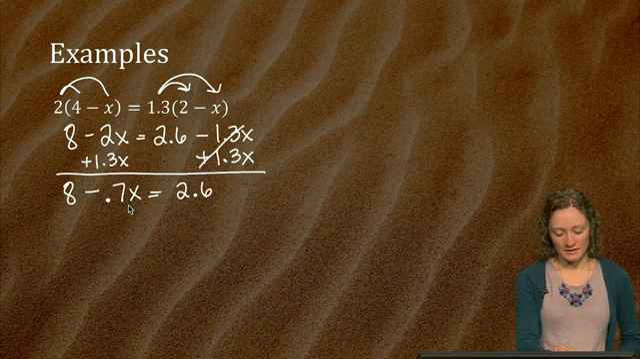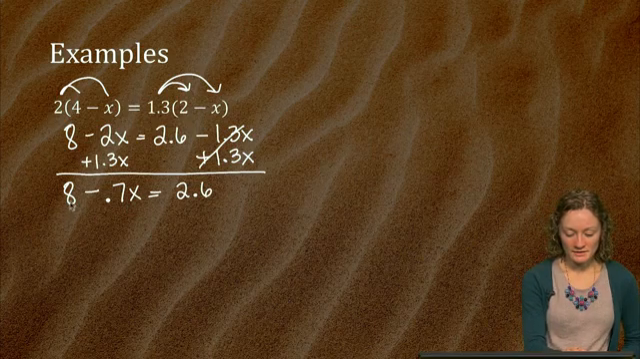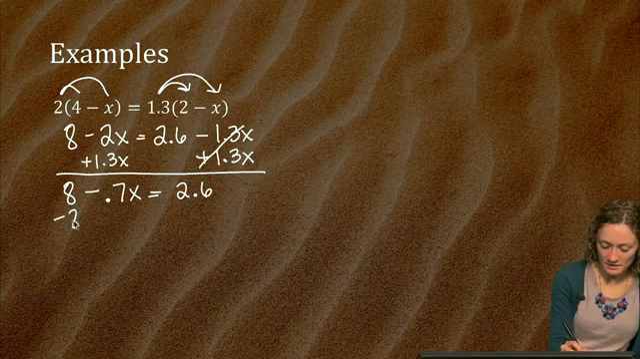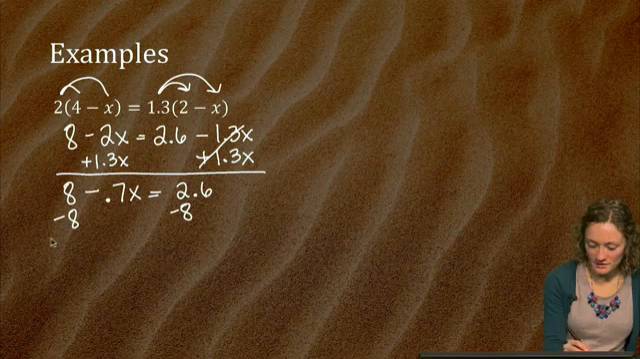Okay, now we have one variable term. We need to isolate it. Get the number terms on the other side, which means get rid of this 8. Subtract 8 from both sides.